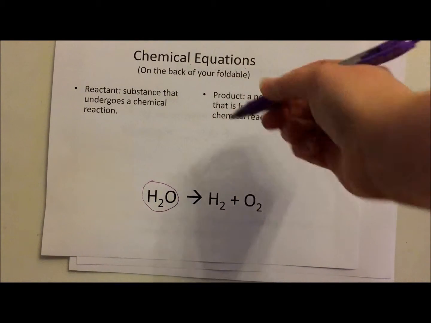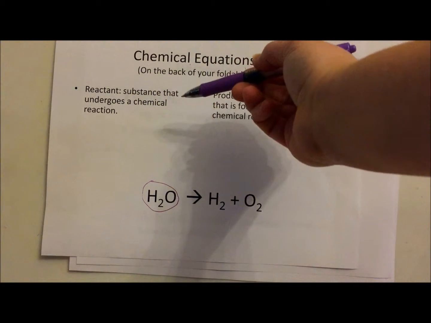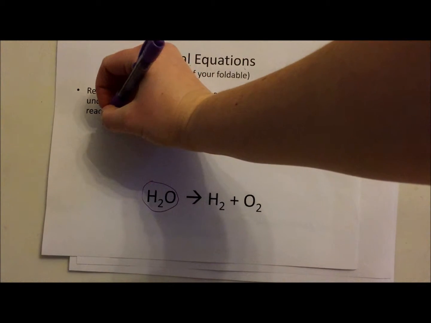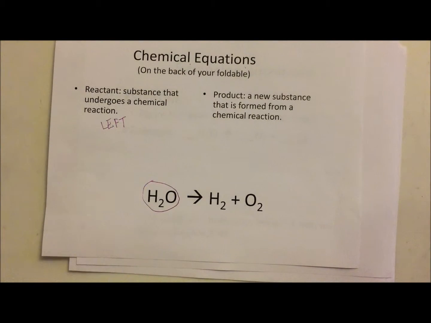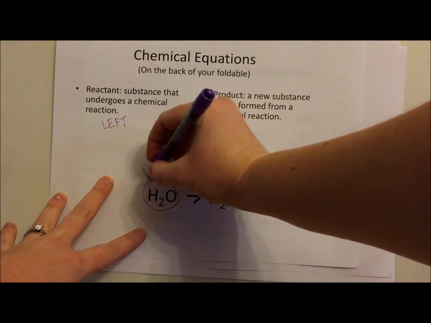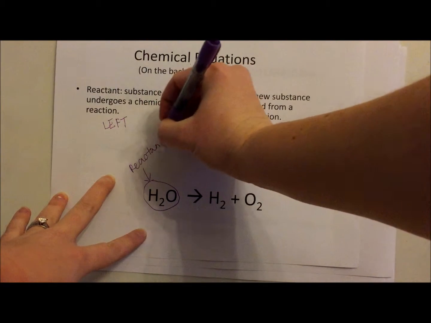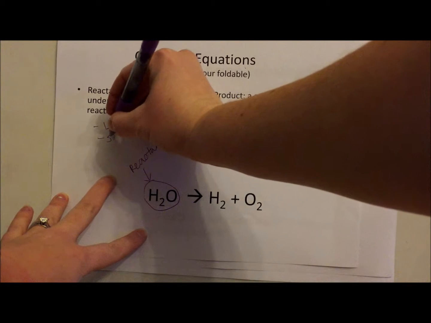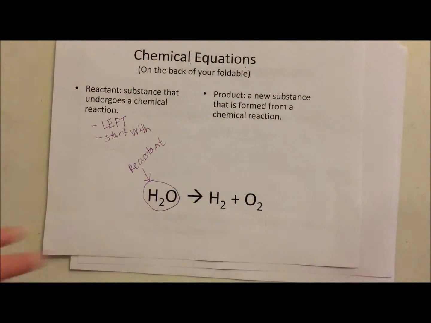Now the reactants, and you guys should circle them too and label, is going to be on this side. Now our reactants is the substance that undergoes the chemical reaction. You can also write that your reactants are always going to be on the left side. Now you may also want to label this right here as reactant, and your reactant is what you're going to start with. Because it's always on that side, it's what we're going to start with.